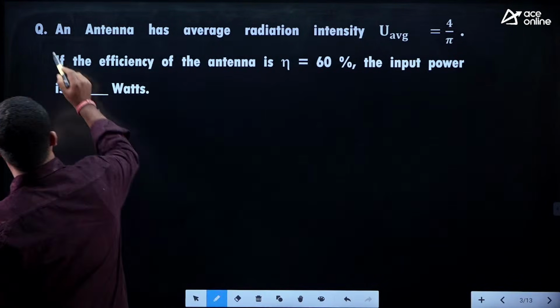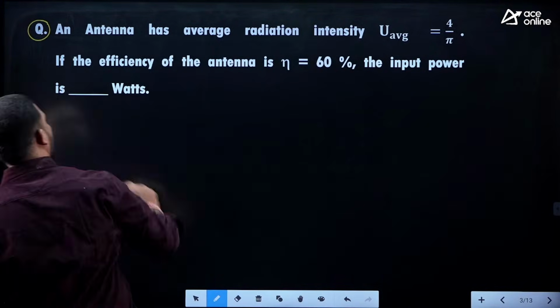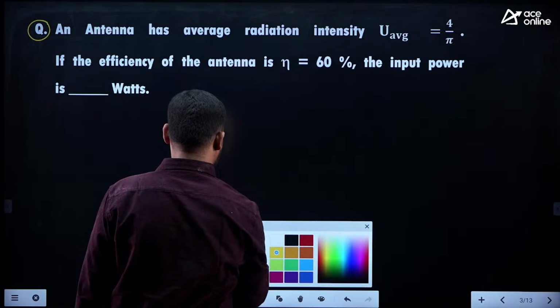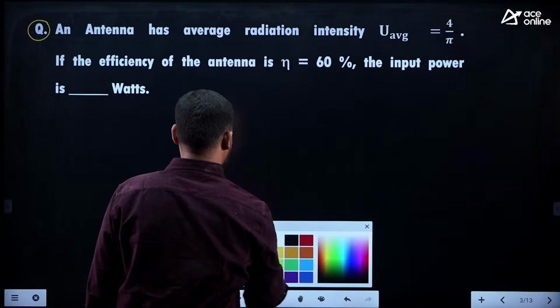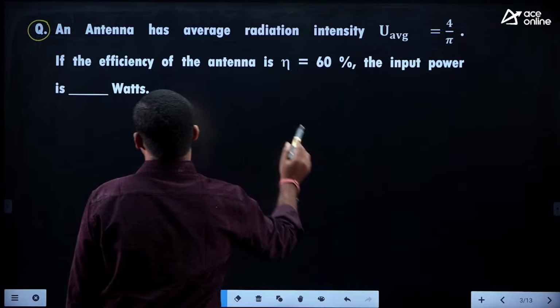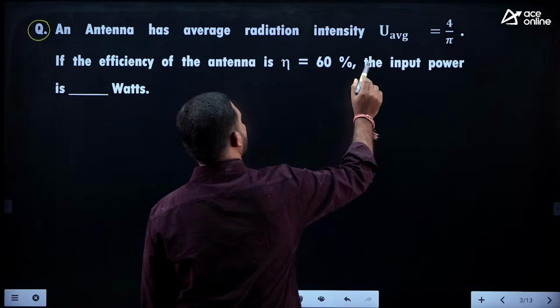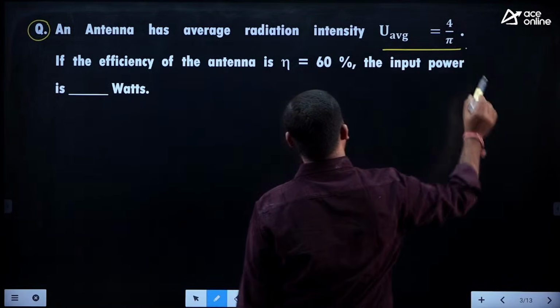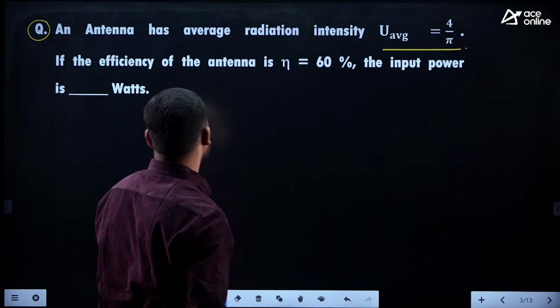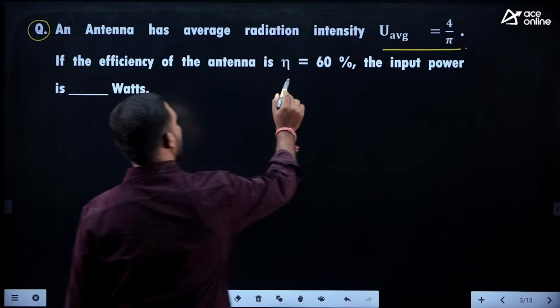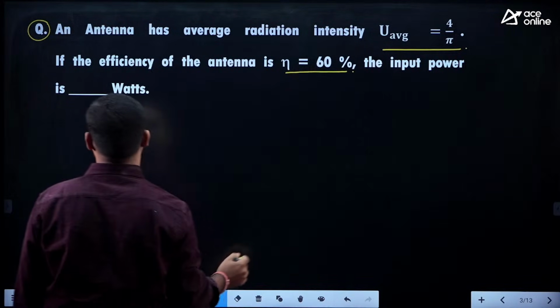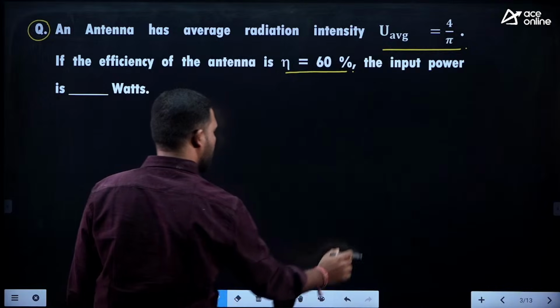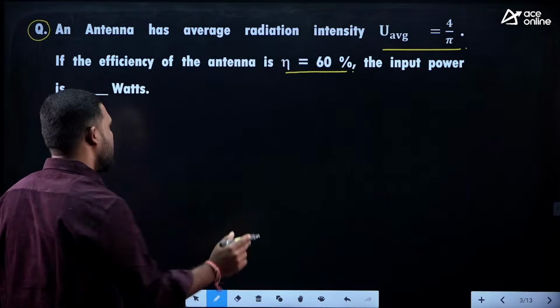Here is a question, guys. An antenna has the average radiation intensity of U average is equal to 4 by pi. If the efficiency of the antenna is 60%, then the input power is dash watts. So it is a purely formula based question.